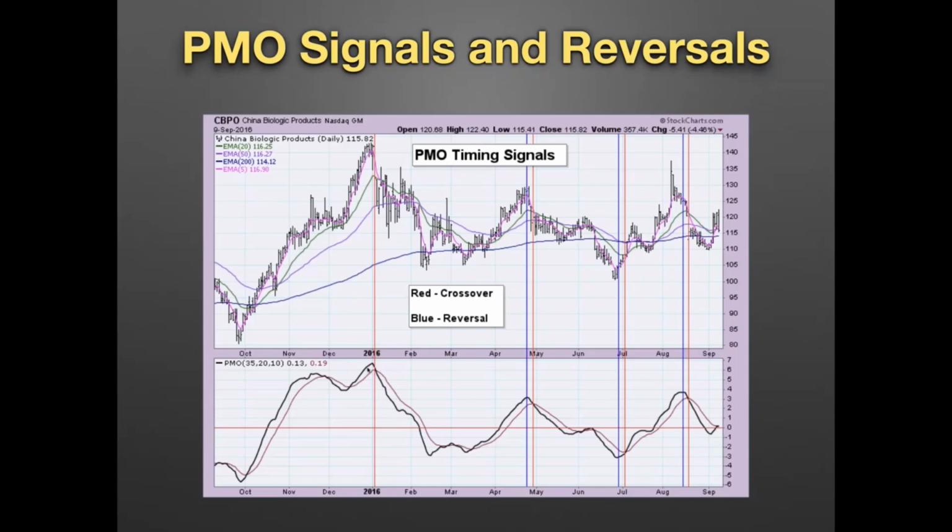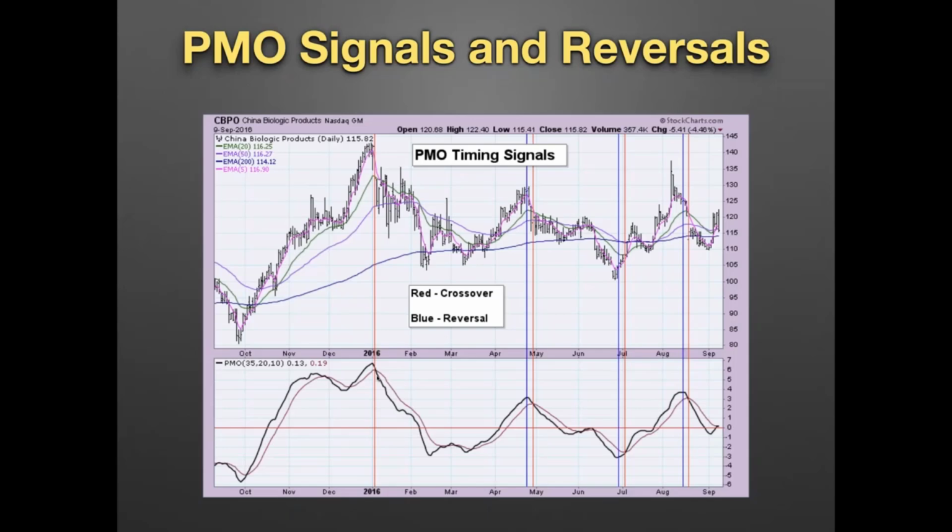And a lot of times you'll get these little PMO bottoms above the signal line well in overbought territory. But again, that's why you need to know the trend and what's going on beforehand. So this one had a great trend. It had a terrible down day, and that triggered this PMO to move lower and give us a crossover sell signal. So we got the sell signal.